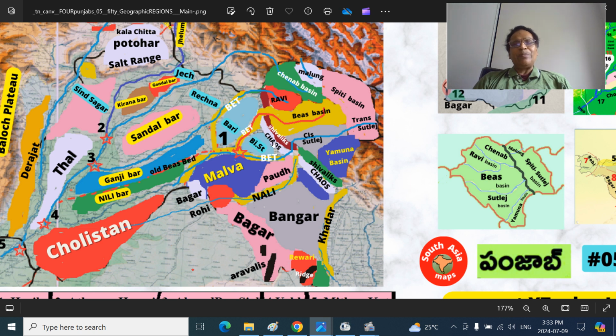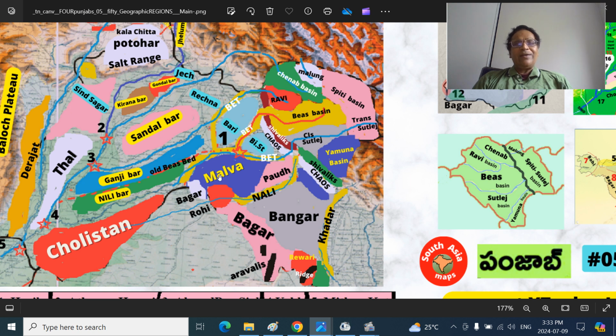The southern part is the undulating sub-mountain region called Chos or Kandi region, where the rivers flow very rapidly and make a gully type of landscape. That's Chos. This is the Hoshiarpur Chos, and further is the Chandigarh Chos that goes into the Haryana region also. So these are the Chos and Shivaliks.